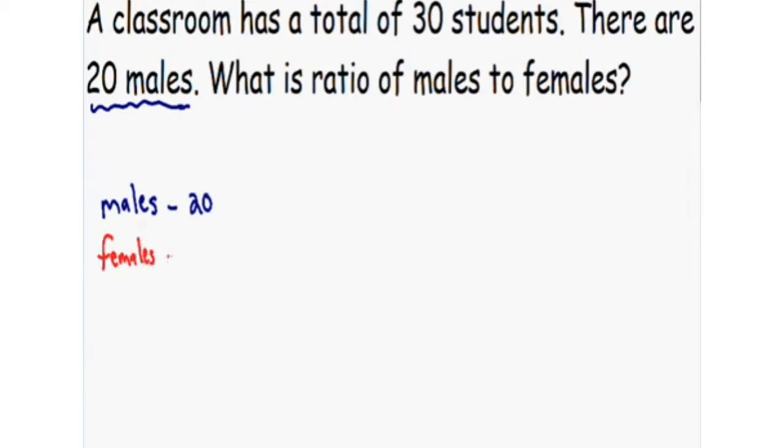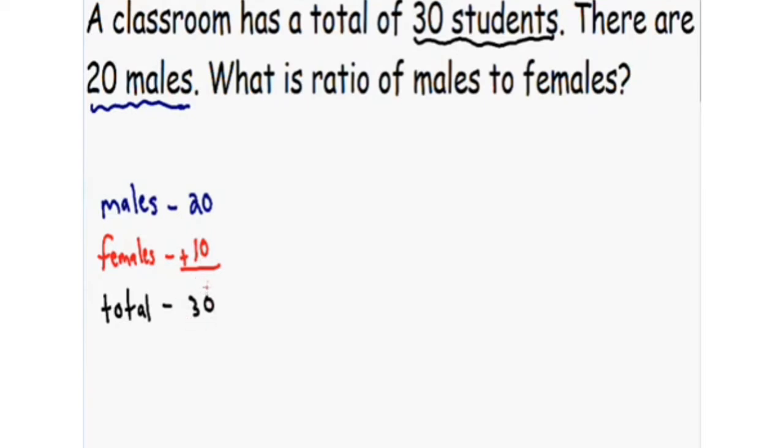Well, if you look at the total number, it is 30. So if males are 20, it means females are what? 30 minus 20. So now let's subtract 20 from 30. 30 minus 20 is 10. So female is 10. Now we try to compare the two values, 20 and 10.